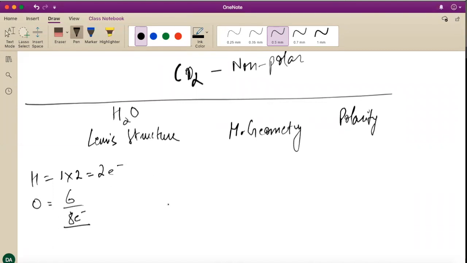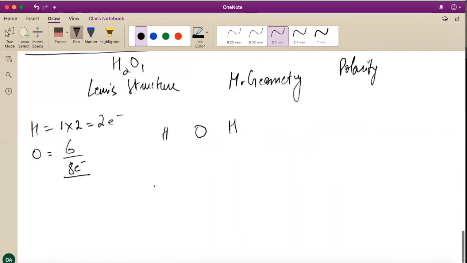Who should go in the center, guys? Hydrogen or oxygen? Oxygen. Hydrogen never goes in the center. Oxygen is the lesser number since you have 2 hydrogens and 1 oxygen. Oxygen will go in the center. Then you have 2 hydrogens sitting like this.